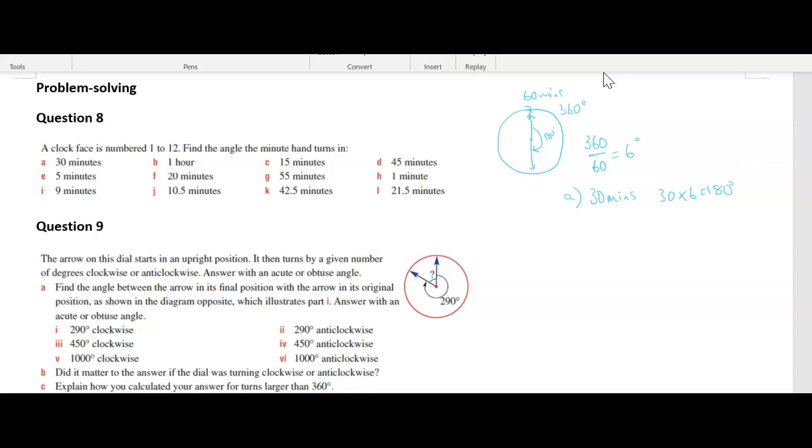So for some of them, you could probably answer the question without actually doing any calculation. For question B, you've got 1 hour. That means it's gone around one full rotation of the clock face, so it's 360 degrees. 15 minutes and 45 minutes you should be able to do without multiplying by 6, but for the rest of them you would need to multiply by 6.